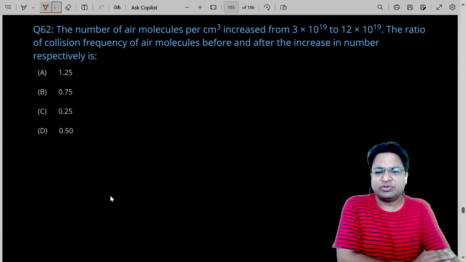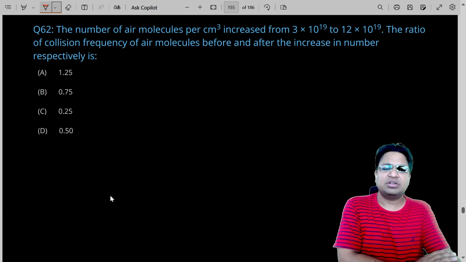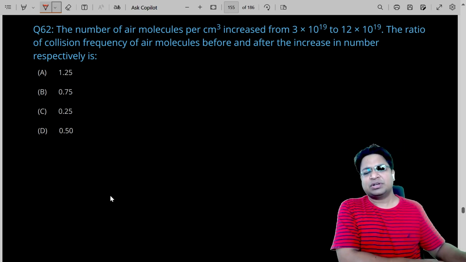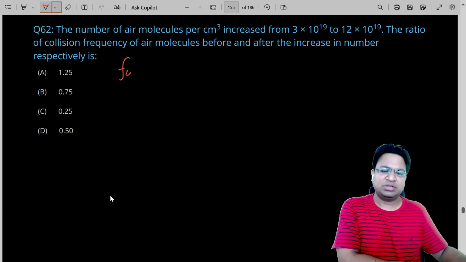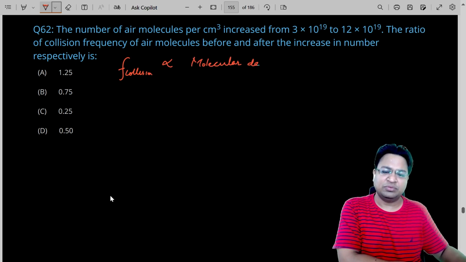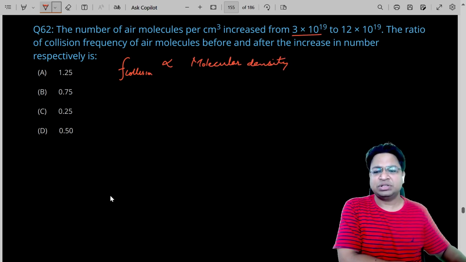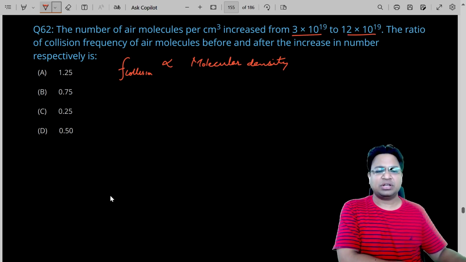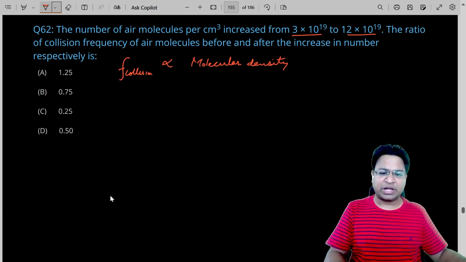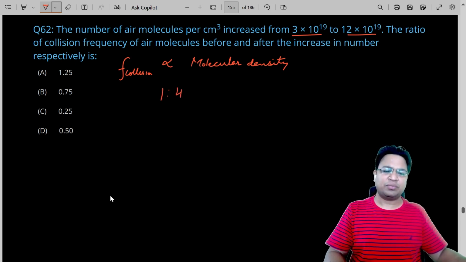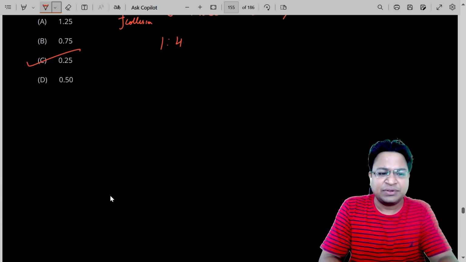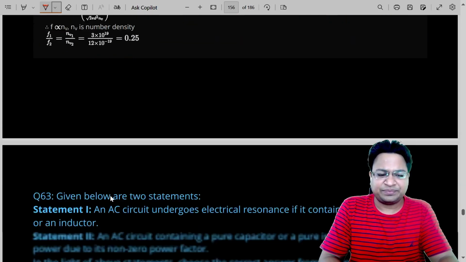The number of air molecules per centimeter cube increased from this much. The ratio of the collision frequency of the air molecules. So, guys, the collision frequency is proportional to molecular density, that means number of molecules per unit volume. The question says that the number of air molecules has increased from this to this, so it has become four times. The collision frequency will also become four times. So the ratio would be 1 is to 4 or 0.25. So option C would be the right answer.